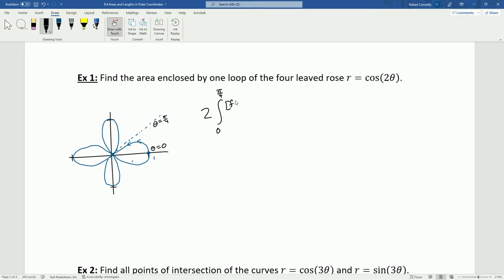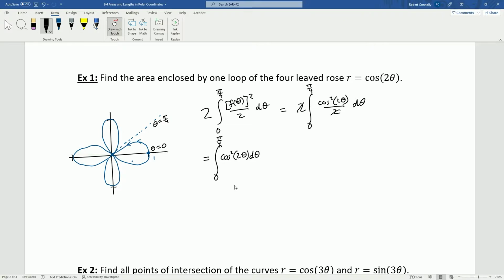So we should have f of theta squared divided by 2 d theta. So this is 2 times the integral from 0 to pi over 4 of cosine squared of 2 theta over 2 d theta. So then you just cancel out that 2, and that leaves us with the integral from 0 to pi over 4 of cosine squared of 2 theta d theta.